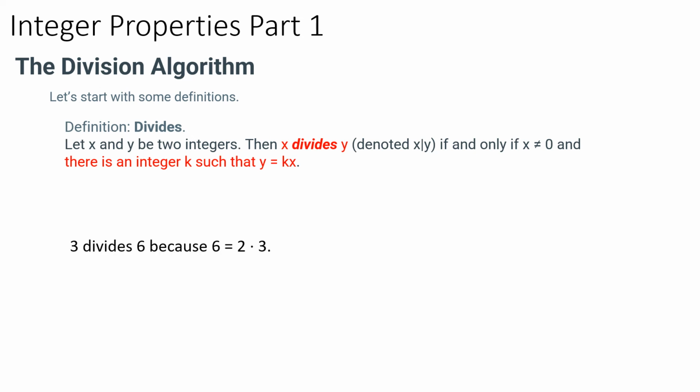So we would say that 3 divides 6 because there's an integer 2 such that 6 is equal to 2 times 3. So if you can find an integer k such that when we multiply that by the x, we end up with the y, then that's when we can say that x divides y. So 3 divides 6 because 6 is equal to 2 times 3. 2 divides 12 because 12 is equal to 6 times 2. We found a k, 6, such that when we multiply it by 2, we end up with the 12.